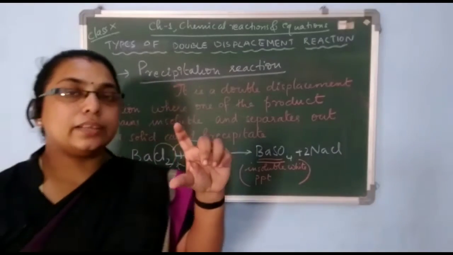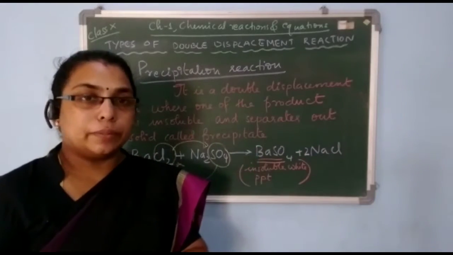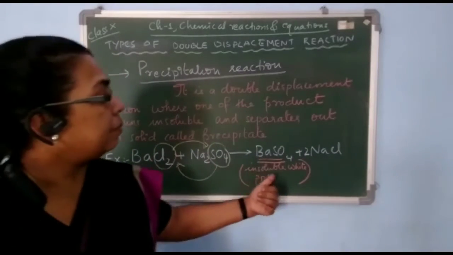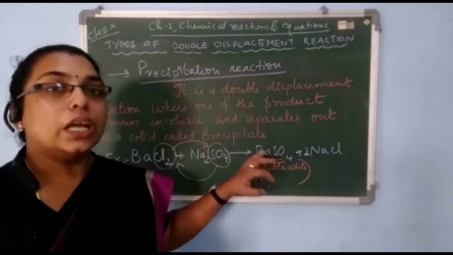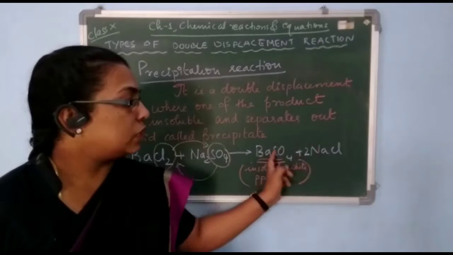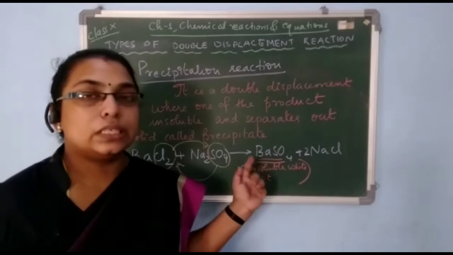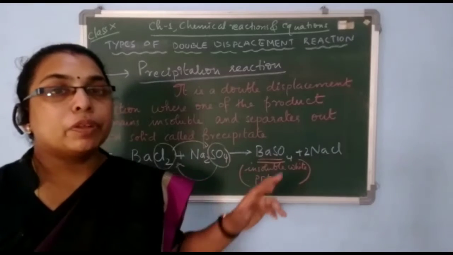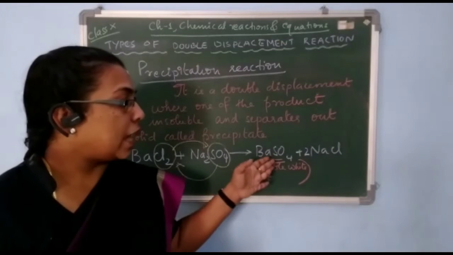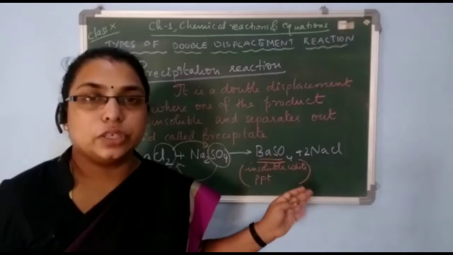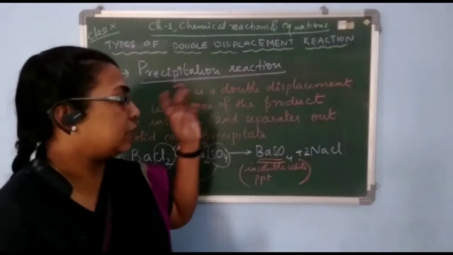We can clearly see that white color precipitate separates out from the solution. So this type of reaction, which reaction? Double displacement reaction, in which one of the two products, barium sulfate, will get precipitated. And what is the color of the precipitate? It is an insoluble white color. White color precipitate is formed and separates out from the solution. So this type of double displacement reaction in which one product is precipitating out is called a precipitation reaction.